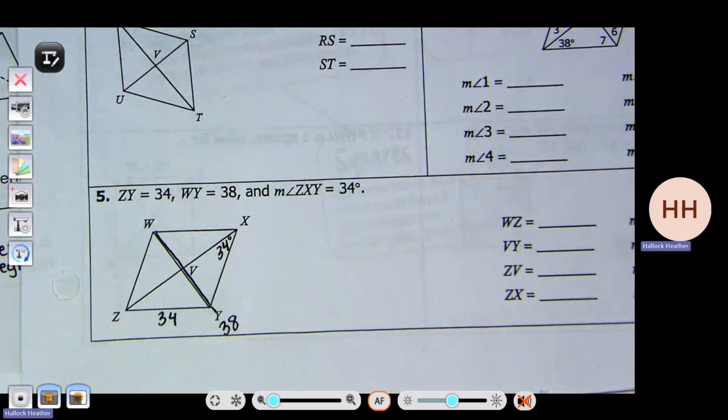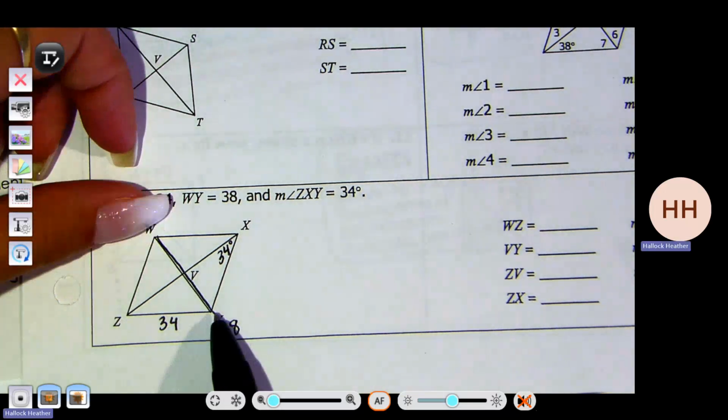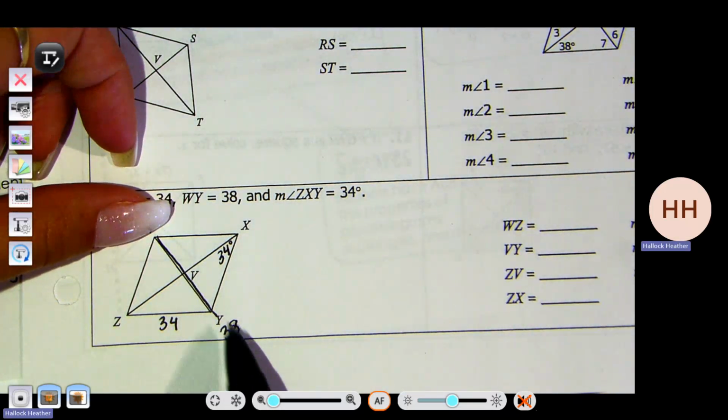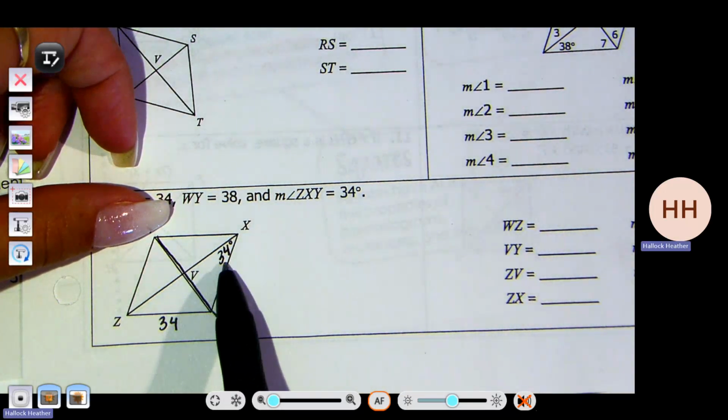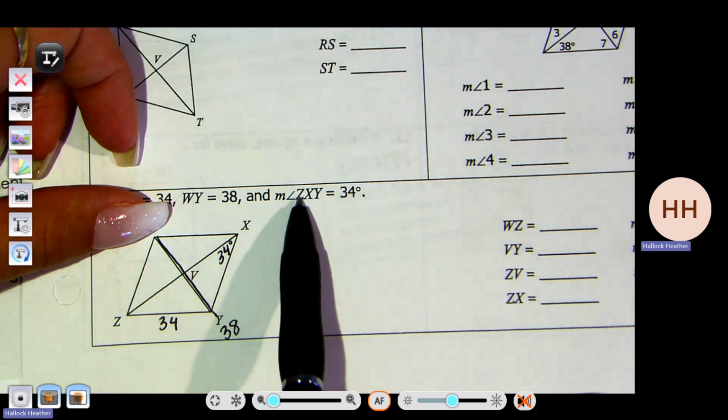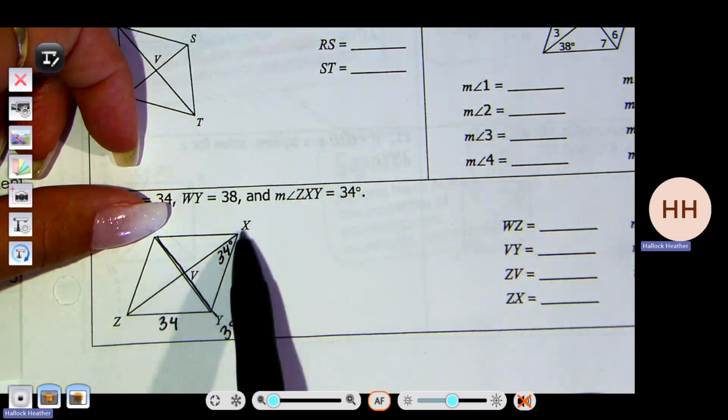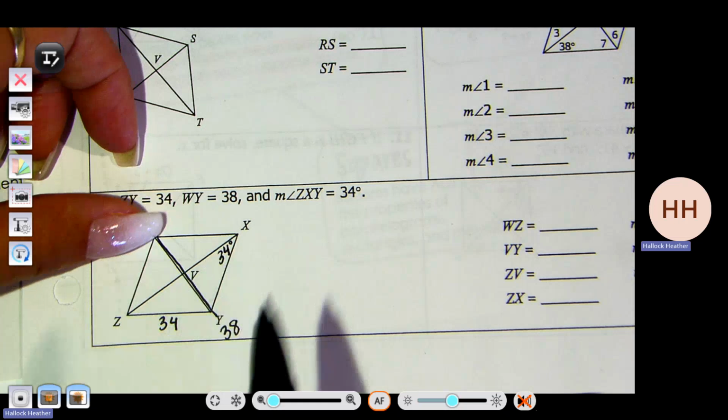So hopefully you have it somewhat labeled like this. So you have 34 here. This whole length is 38, so I just put 38 kind of off to the side. 34 degrees should be in this little corner because it says ZXY. So ZXY is half of it, so 34 can go here.